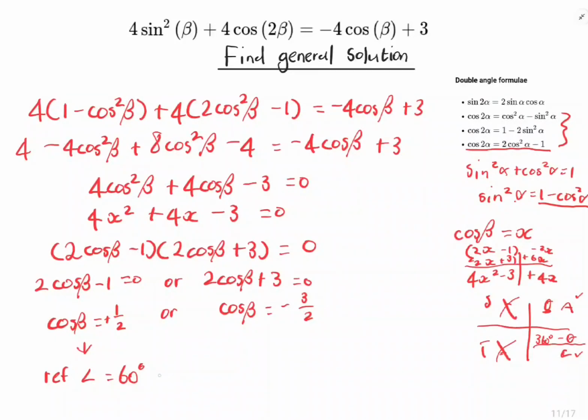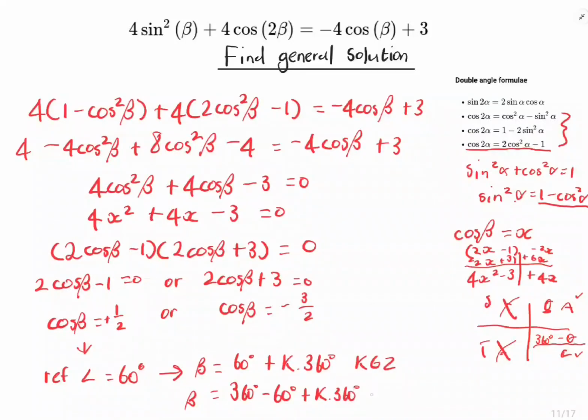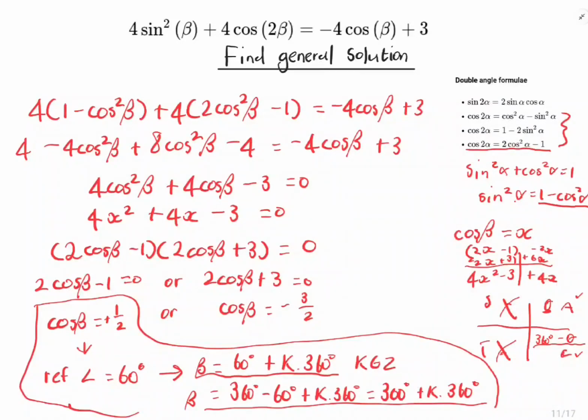So the first solution here is going to be b is equal to 60 degrees plus k dot 360. Don't forget the k dot 360, and then you say k is an element of Z. The second solution is equal to 360 degrees minus the reference angle, which is 60, plus k dot 360 degrees, which is equal to 300 degrees plus k dot 360 degrees. So we have two solutions for this first one. Cool. And then for this one, b is just undefined.